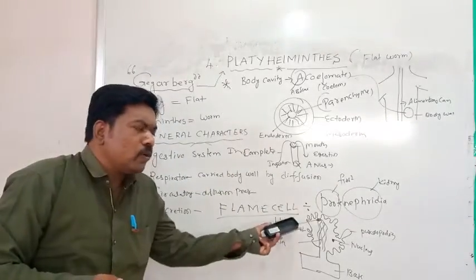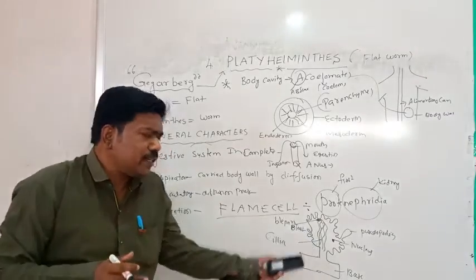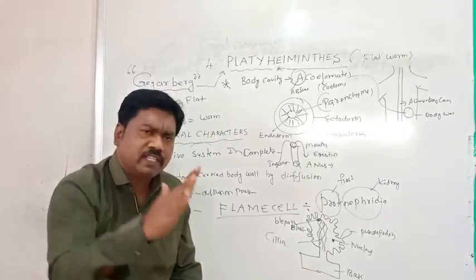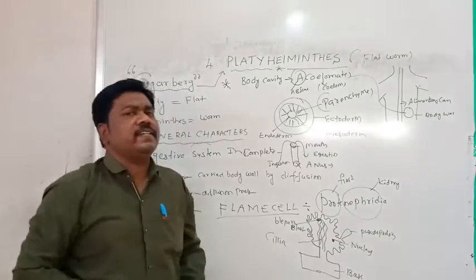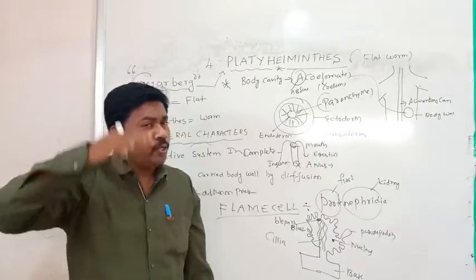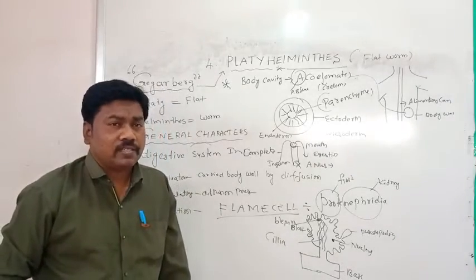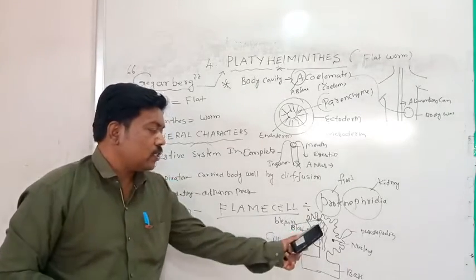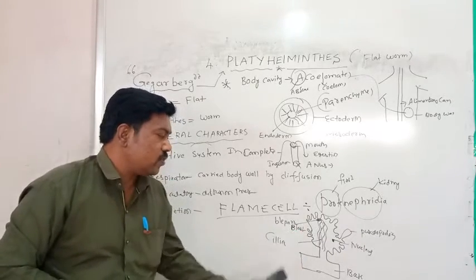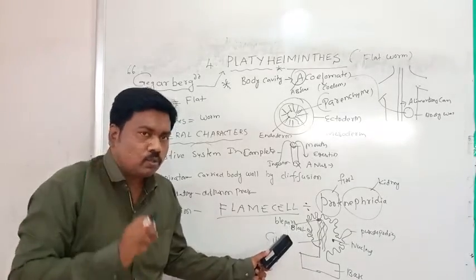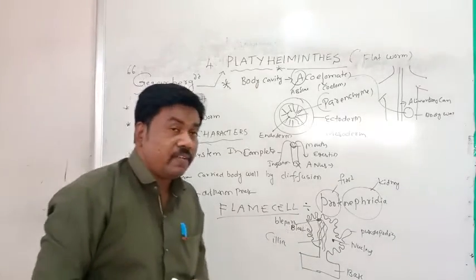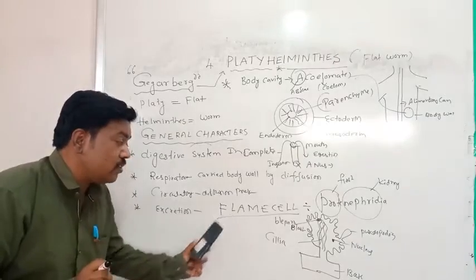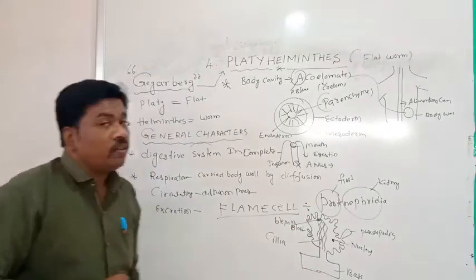Why is it known as a flame cell? Because the inner side of this flame cell contains a bunch of cilia. Due to the beating movement of these cilia, it has a flame-like appearance. Due to that reason, it is known as a flame cell. The cilia arise from a cell known as the blepharoblast. This is very, very important for the competitive examination, right? Excretion is performed by a specialized structure, the flame cell. It is also known as protonephridia, right?